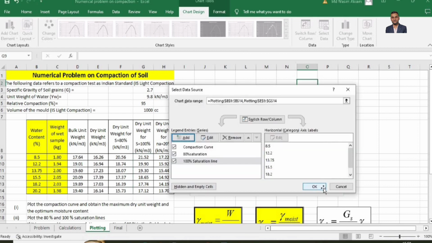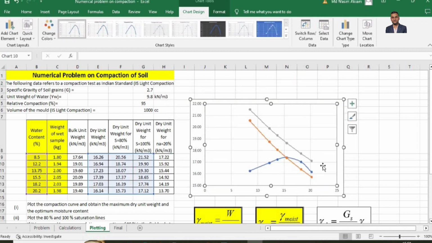So this is the plot for 100% saturation, or this plot is also known as the zero air void density graph or density plot. It is very important, and we already explained in our previous lecture the meaning of zero air void density. So these plots, now it is clear.